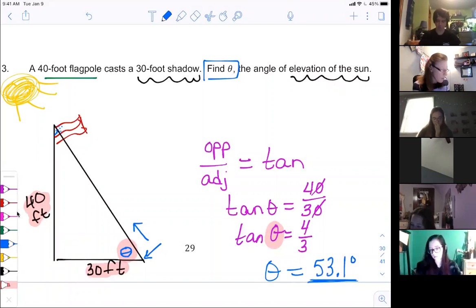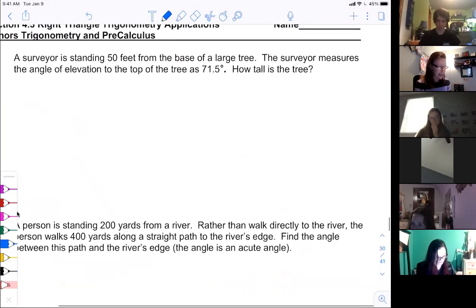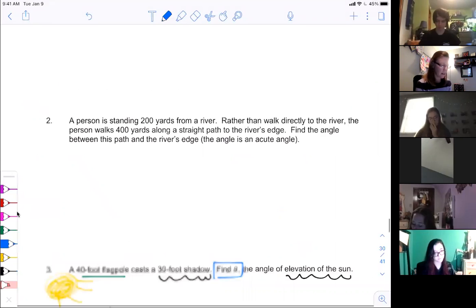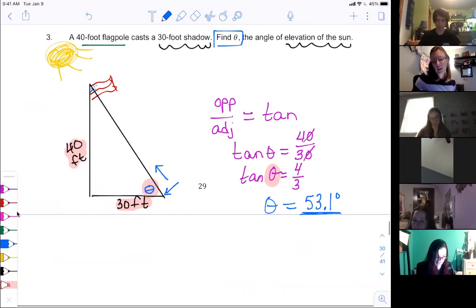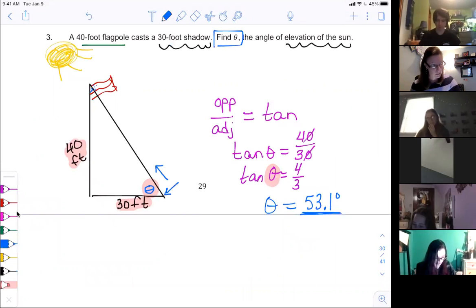So you have two other problems that are similar. Draw yourself a cute little picture. And then there are some problems in the book dealing with SOHCAHTOA and the Pythagorean theorem. Are there questions?